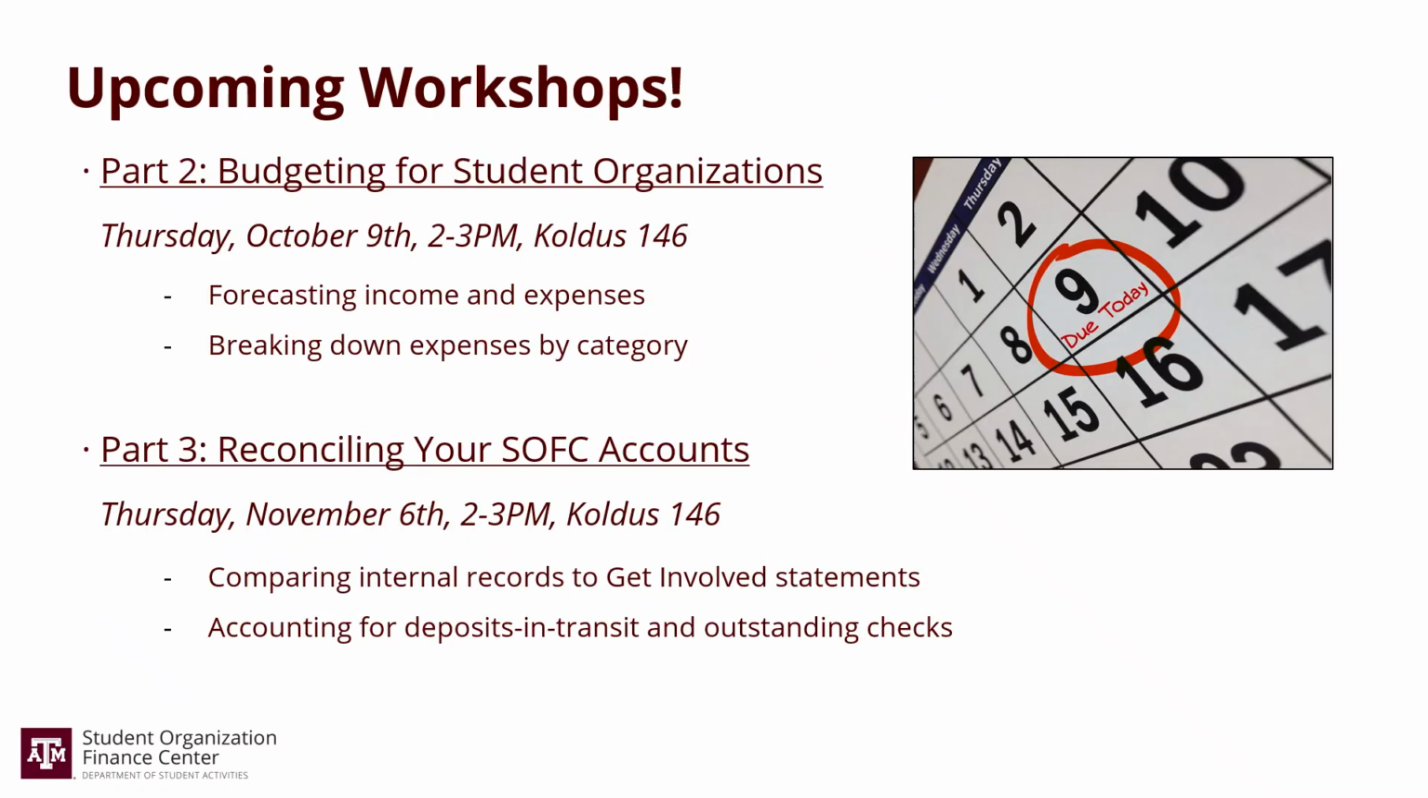Some quick announcements to note before we wrap up this presentation. Part 2 of this workshop series will be happening on Thursday, October 9th at 2 p.m. in Coldus 146, where we'll go over how to budget for your student organization. And Part 3 will take place on Thursday, November 6th, also at 2 p.m. in Coldus 146, where again, we will cover how to reconcile your SOFC accounts.